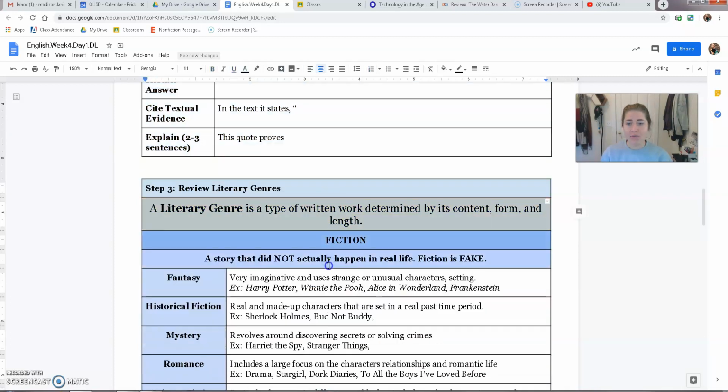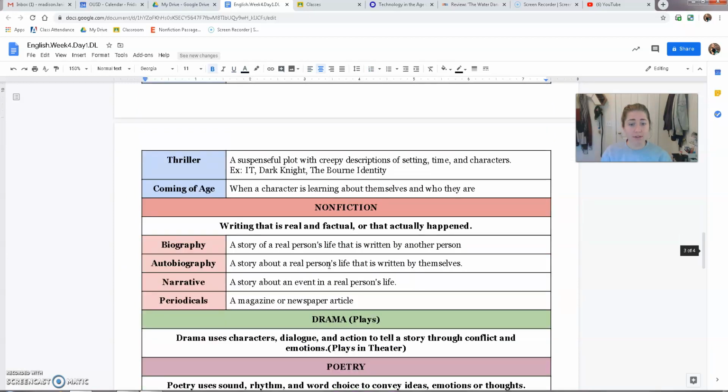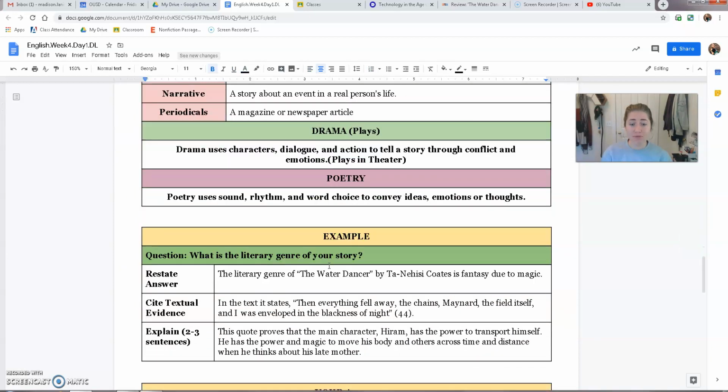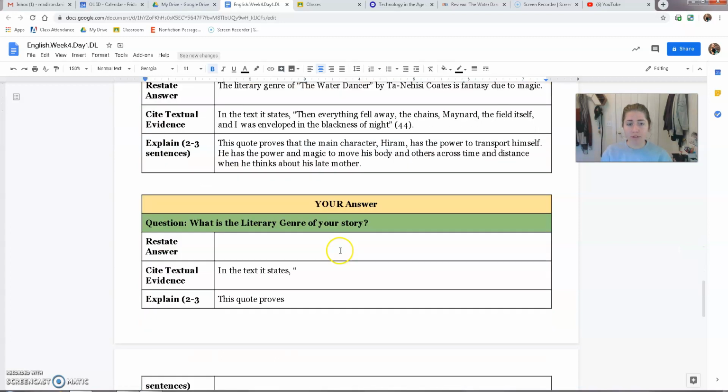And then you're going to review literary genres, which we've been talking about for 2 weeks. You've already seen this chart before. I've given you another example, and then you're going to write your answer. What is the literary genre of your book that you are reading? And identify which it is. So good luck. You're going to do amazing.